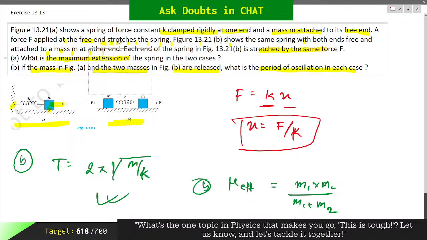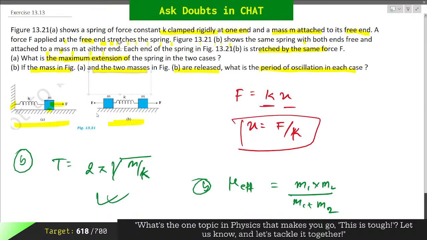So the A part of the question asks what the maximum extension in the spring is in the two cases, and the B part asks, if the mass in Figure A and the two masses in Figure B are released, what is the period of oscillation in each case? Figure A is very simple. We know the equation for the time period of oscillation for a simple spring: T equals 2 pi root m by k.